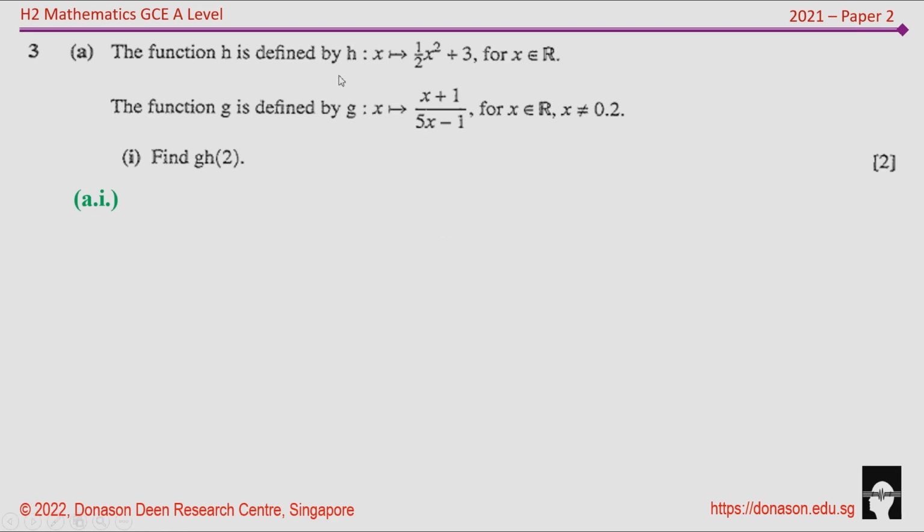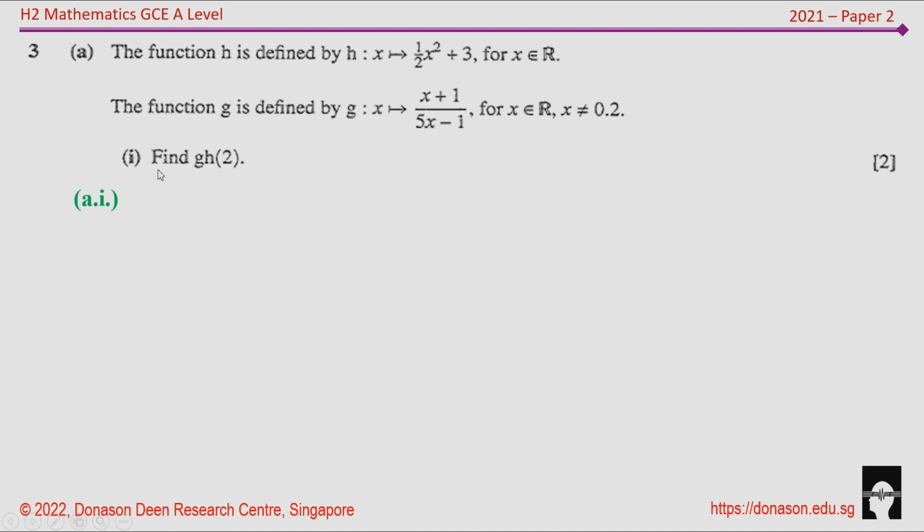The function h is defined by h(x) = half x squared plus 3 for x a member of the real numbers. So that means x can take on any value. The function g is defined by g(x) = (x + 1) over (5x - 1) for x a member of the real numbers, but x of course cannot be equal to 0.2, because if it is 0.2, 5 times 0.2 is going to become a 1, minus 1 is going to become 0, which is going to make function g(x) invalid. So that's why x cannot be equal to 0.2, but it can be any other number.